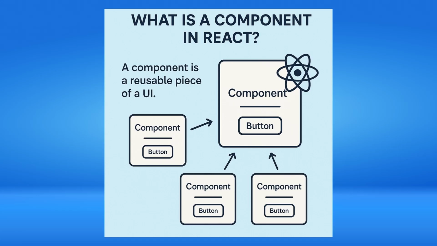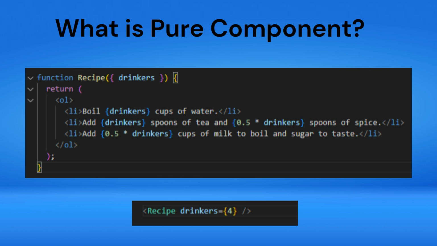React components are JavaScript functions which can be reusable. In simple words, a component is a reusable function. A React pure component renders the same output for the same input. The recipe method, which is shown on the screen, acts as a pure function.